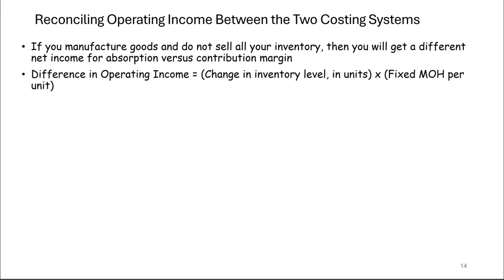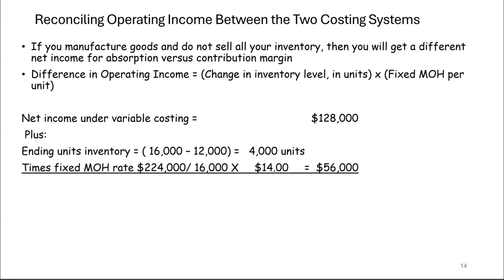So let's do that. Net income under variable costing, or the contribution margin method. Now we're going to add to that the ending inventory, which was 4,000 units, times the fixed manufacturing overhead rate, which was our $14, which gives us $56,000. You add that together, and if you notice, it's the same net income that you got under absorption costing. I would do this as a check whenever I'm working those homework problems where you have a difference between what was made and what was sold.